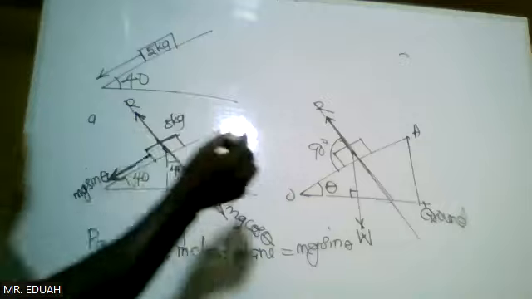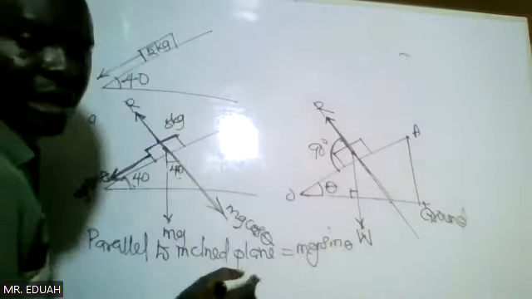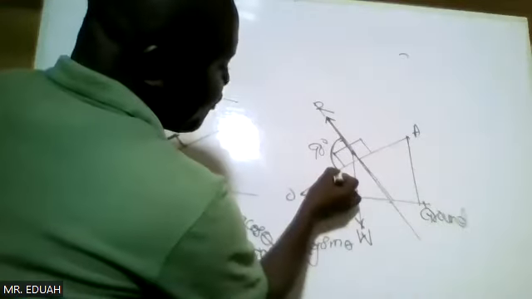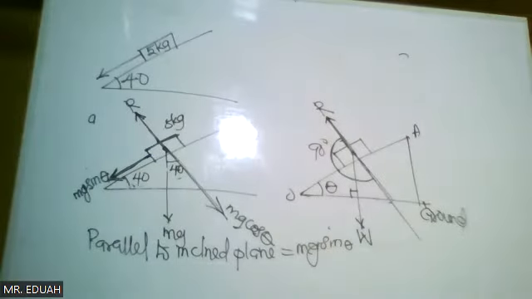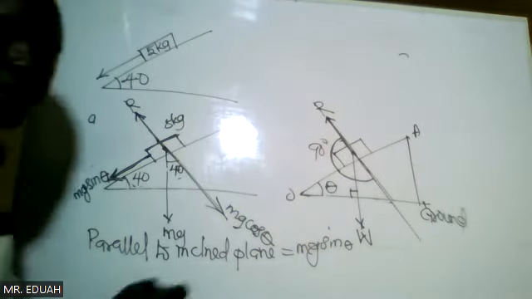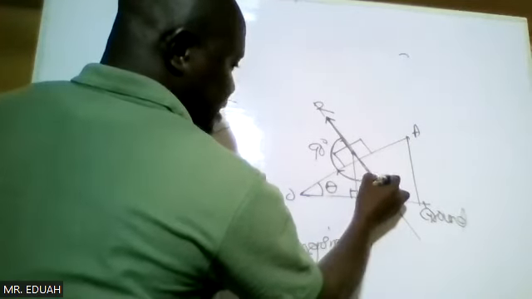Okay, let me continue. So the angle between this and this is 90. Plus, what would be the angle from here to this? This will also be what? Also 90. So this will also be 90.